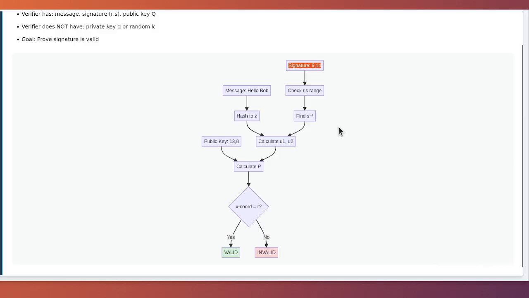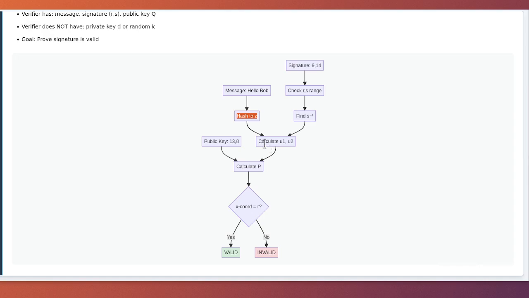First, we check that R and S are both in the valid range, meaning they are greater than 0 and less than n. In our case, R equals 9 and S equals 14, and since n equals 19, both values are valid. If either were 0 or greater than or equal to n, we would reject the signature immediately. Next, we hash the message to get Z. We take Hello Bob and run it through the same hash function that was used during signing. This gives us Z equals 15. If the message had been tampered with, the hash would be different, and the verification would fail.